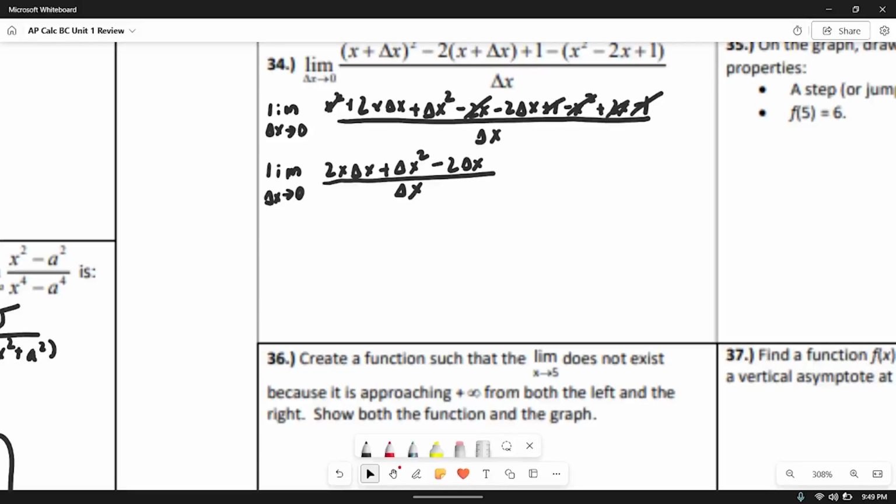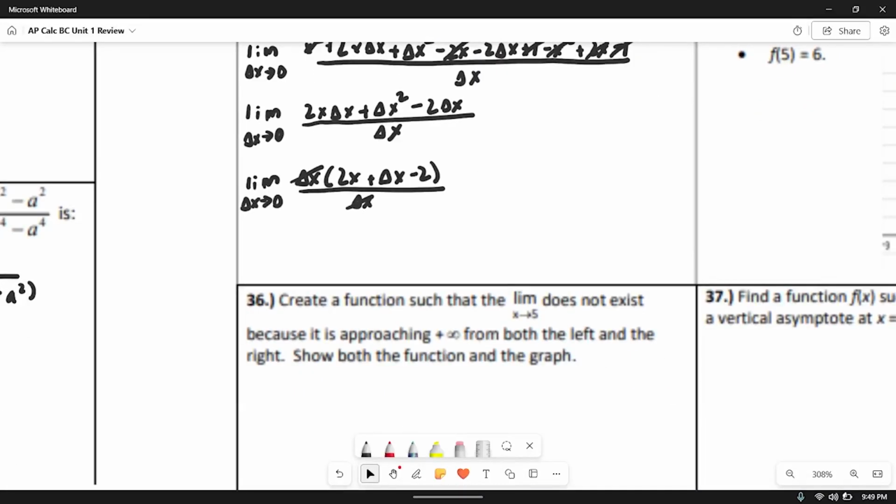So now what I'm going to do is factor a delta x out of everything on the top. So the limit as delta x approaches 0, I'm going to take this delta x out, and I'm going to have 2x plus delta x minus 2, over delta x. So now these delta x's cancel out. So now we can just plug in 0 for delta x and we get 2x minus 2 as our final answer. There we go.